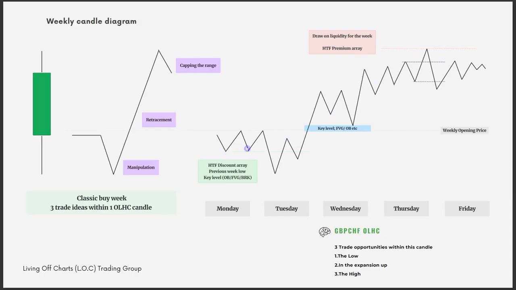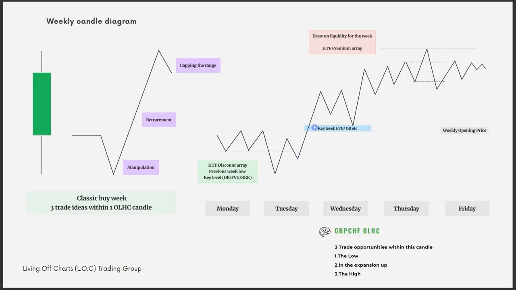And if you follow this schematic over here, we want to manipulate early in the week, right? To get that first trade opportunity. Now you want that manipulation to happen into a higher time frame discount array, which could be a previous weekly low or a key level like an order block, a fair value gap, or a breaker.